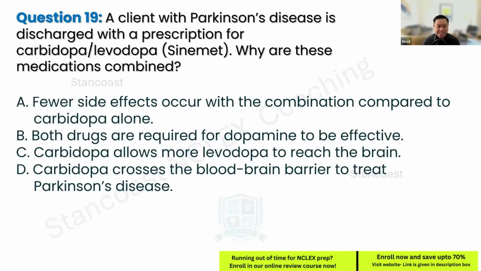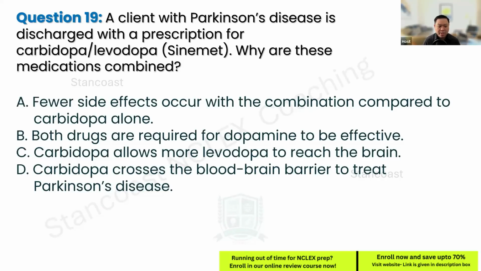Number 19. A client with Parkinson's disease is discharged with a prescription for carbidopa, levodopa, cinnamate. Why are these medications combined? A. Fewer side effects occur with a combination compared to carbidopa alone. B. Both drugs are required for dopamine to be effective. C. Carbidopa allows more levodopa to reach the brain.